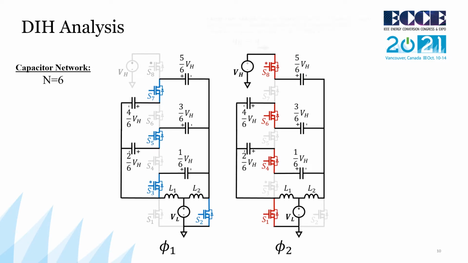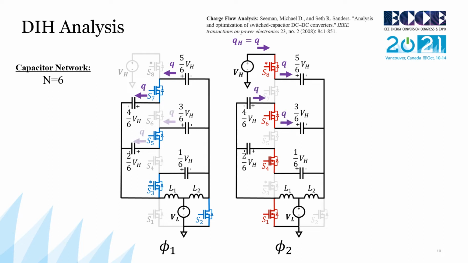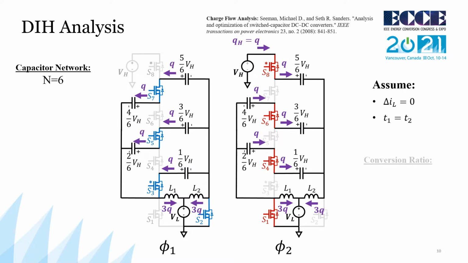At this point, we can apply some straightforward charge flow analysis to deduce how charge flows through the converter during each phase. If we assume that both inductors have small current ripple, phases are of the same duration, and that energy is conserved, we can fairly easily calculate the conversion ratio by comparing charge in versus charge out. In this case, for n equals 6, we have a 12-to-1 converter.